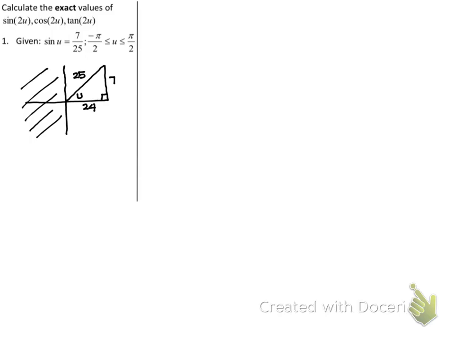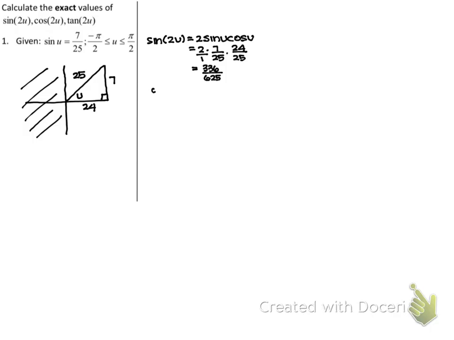Okay, let's jump into the formulas. We know that sine 2u only has one version of its formula, and that's 2 sine u cosine u. So just grab the values. This is 2 times the sine in the picture, 7 over 25, times the cosine in the picture, 24 over 25. Put a 1 underneath your 2 and multiply straight across. This gives us 336 over 625. So that's sine 2u.